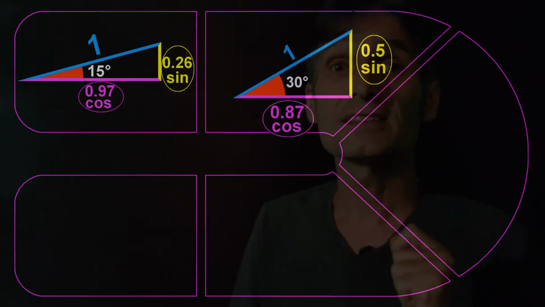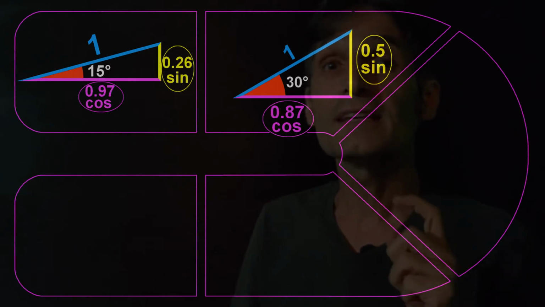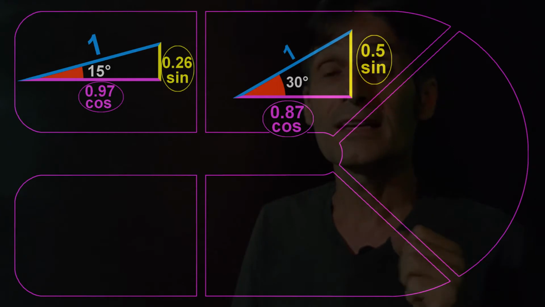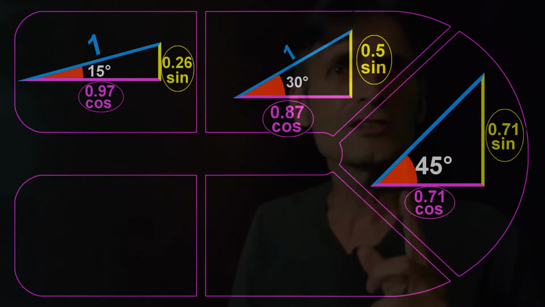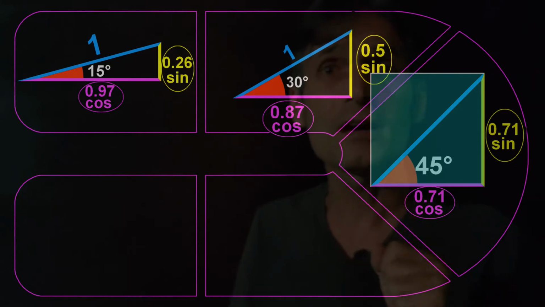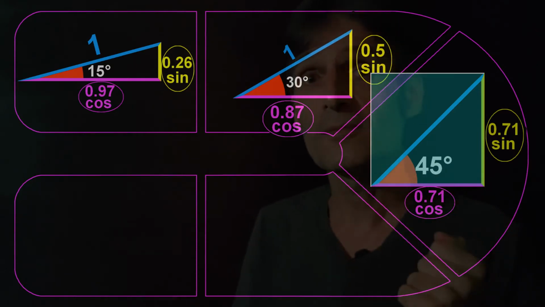Note that sine and cosine are necessarily smaller than 1, because the hypotenuse is 1 and it's the longest side. Let's do the same with 30 degrees. Sine 30 is 0.5 and cosine 30 is 0.87. 45 degrees, sine and cosine are both 0.71. It's not surprising because that's half a square, so both sides are the same.